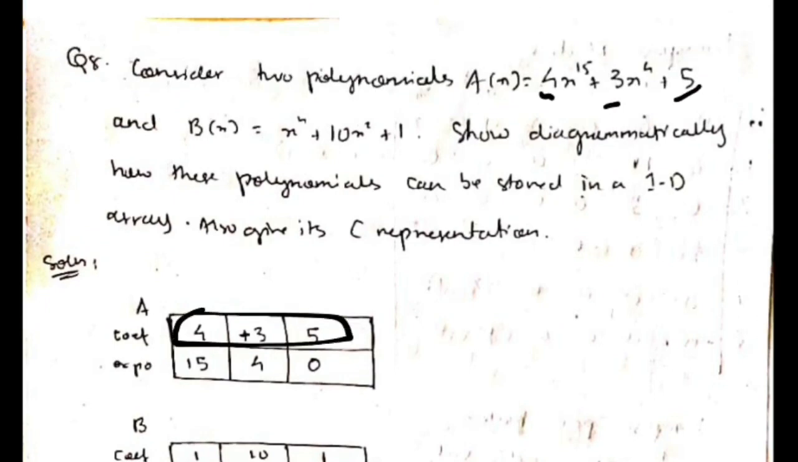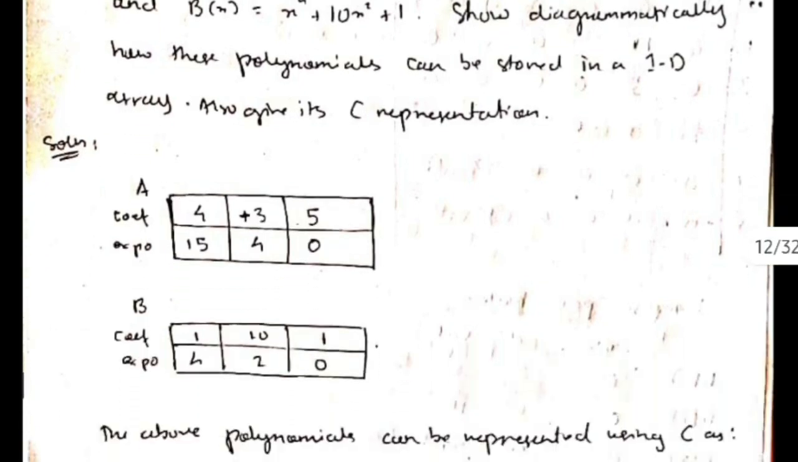In the bottom row, what is the exponent of 4? It has exponent 15, so 15 will be stored, and 3 is having 4. So below 3, 4 will be stored, and 5 into x power 0, so 0 will be stored here. Like that, similarly for B also you have to show.